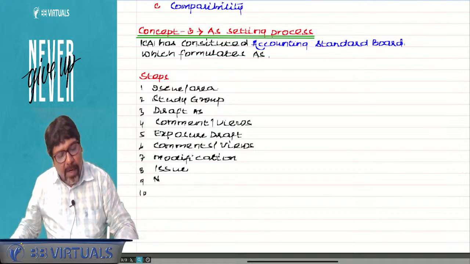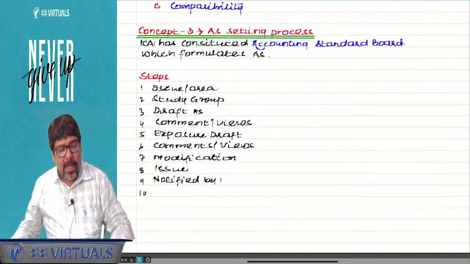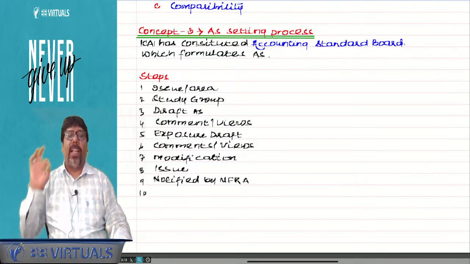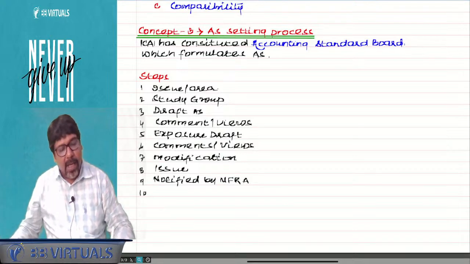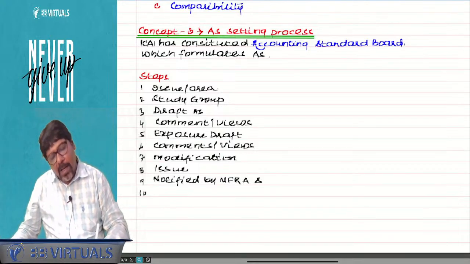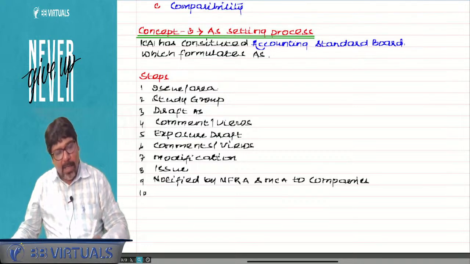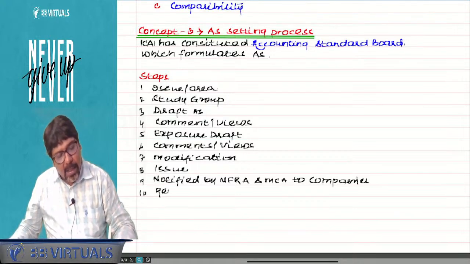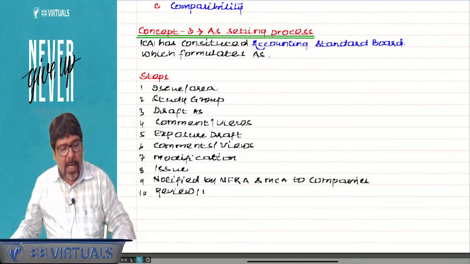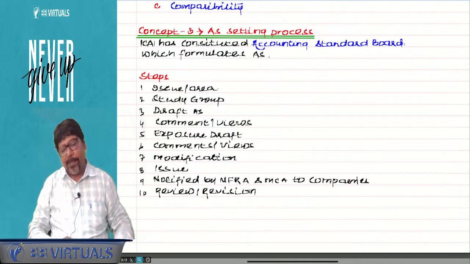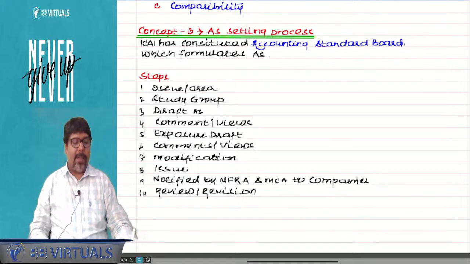Then it is notified by NAFRA, National Financial Reporting Authority. Notified by NAFRA and MCA to companies. Am I clear? And then there is review and revision in future. It is very simple. It is very, very simple how to understand.